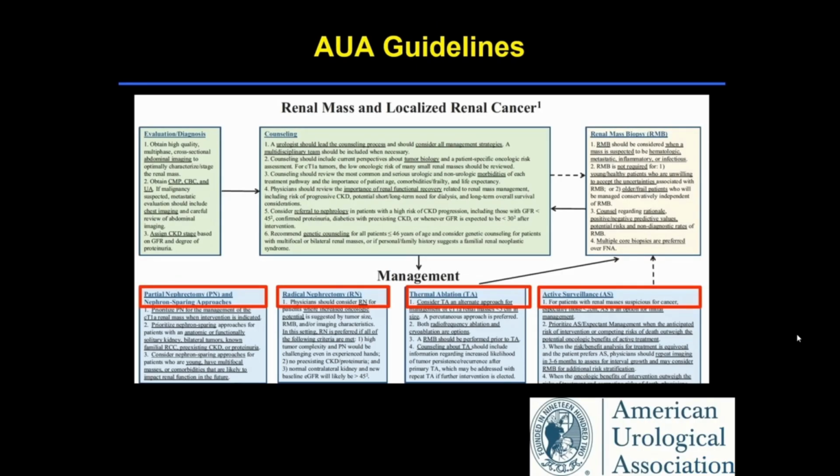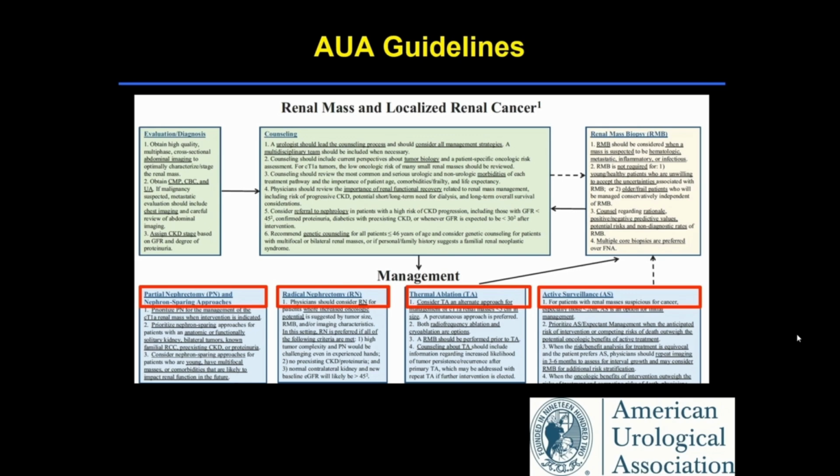So if you go to the American Urological Association guidelines for small renal masses, there are 4 different treatment options. On the far left, partial nephrectomy. That's removal of part of the kidney that contains the mass, not sacrificing the entire kidney. Number 2, radical nephrectomy. That's removal of the entire kidney.